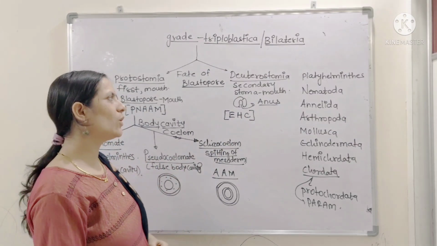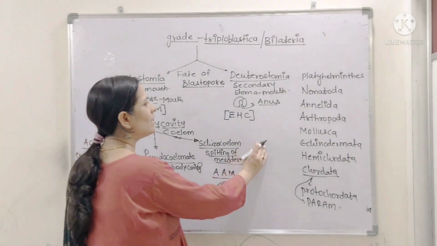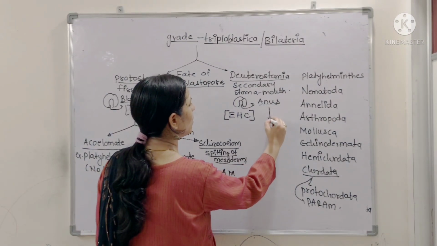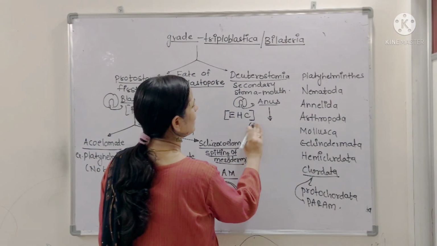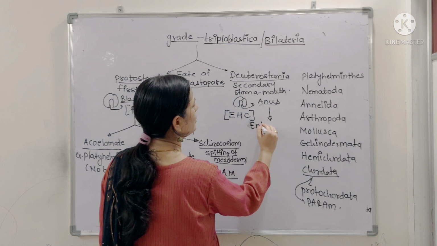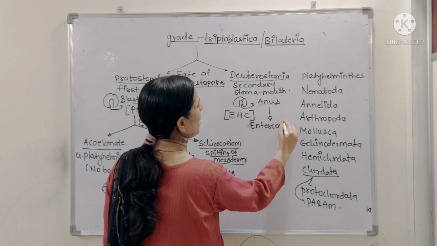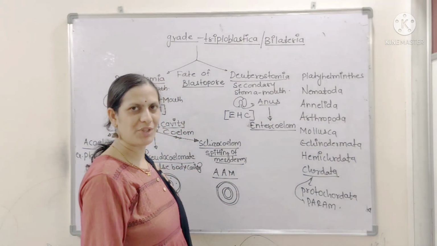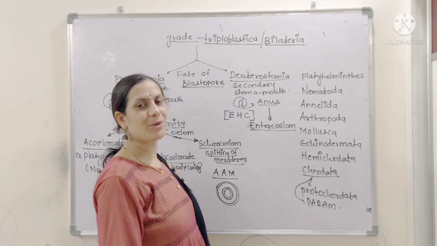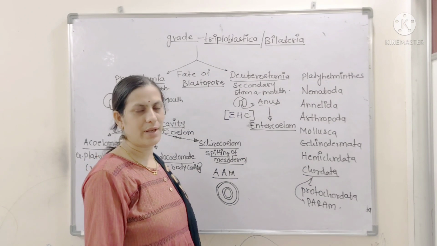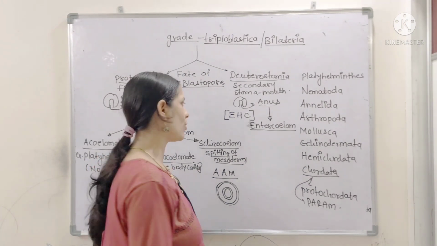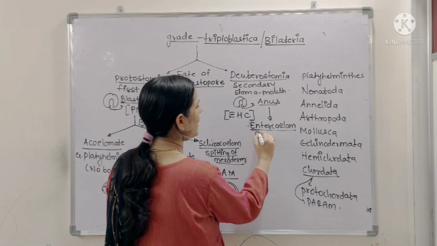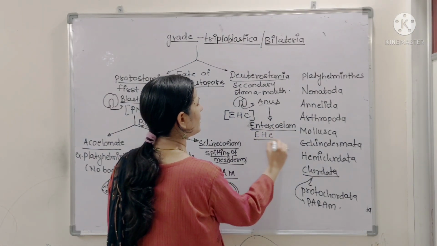Now come to the deuterostomes. In the case of deuterostomes, you will be getting only one type of coelom, that is enterocoelom. Enterocoelom is formed by outpouching of the mesodermal blocks from the enteric region, that is, outpouching from the archenteron. The examples are echinodermata, hemichordata and chordata.